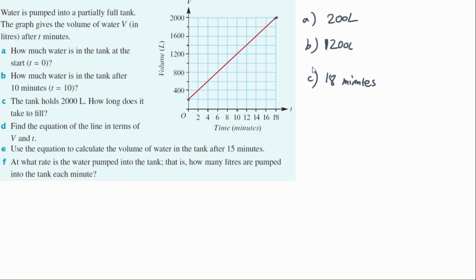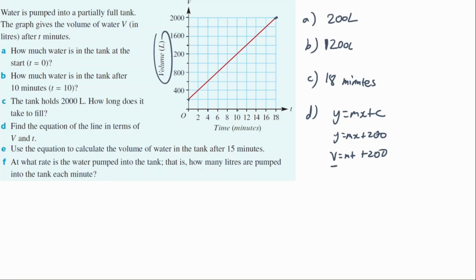Question D, find the equation of the line in terms of V and t. So we've had a guide on finding equations from linear graphs. So straight away I can see my y-intercept, or v-intercept in this case, which is going to be c in y equals mx plus c. So I'm going to replace c with 200 there. So I've already got y equals mx plus 200. So I should have changed my y and x to v and t. So that's the same as v equals mt plus 200. Remembering that your y-axis becomes your v, that one there.